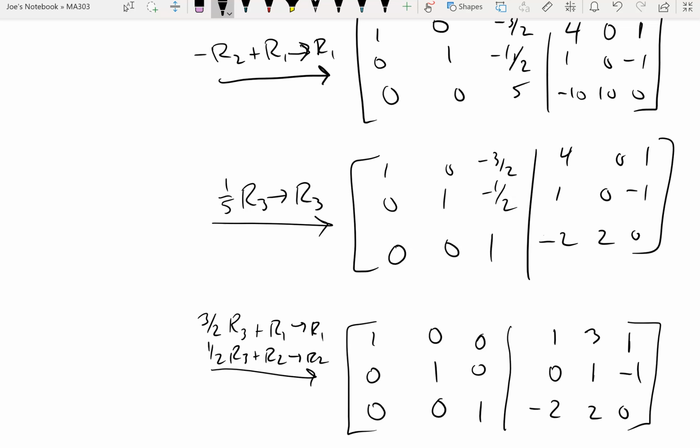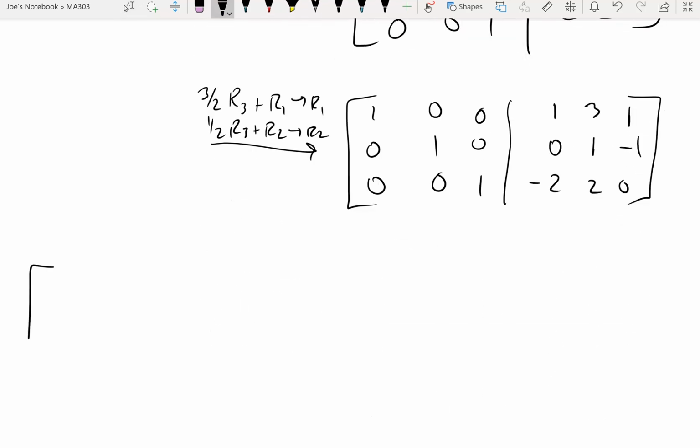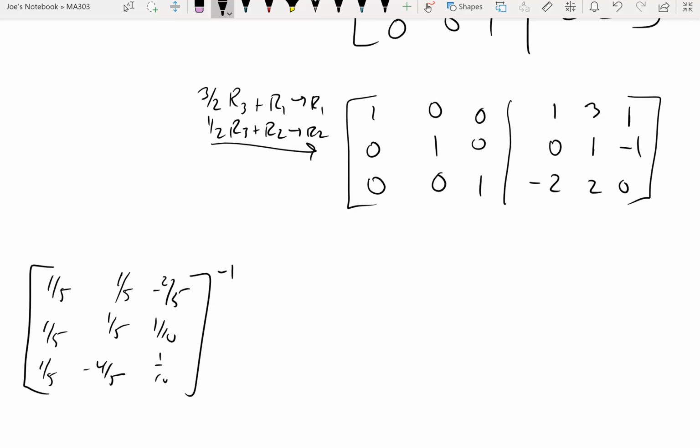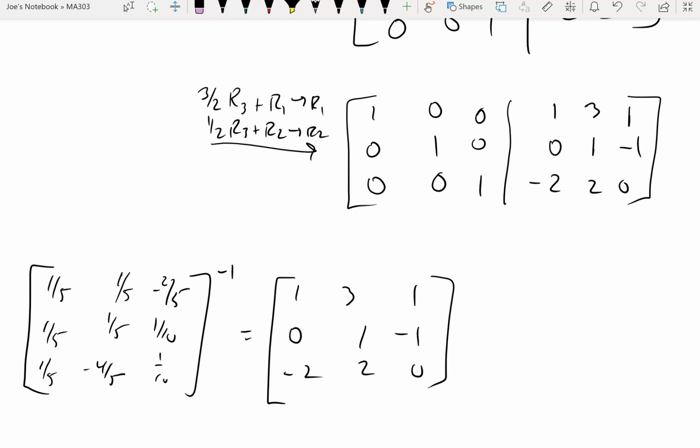So what that tells me is that if I look at the original matrix, remember again, the original matrix is 1/5, 1/5, negative 2/5, 1/5, 1/5, 1/10, and 1/5, negative 4/5, 1/10. The inverse of that matrix should be what? I'm just using the superscripted negative 1 to denote the inverse. The inverse of that matrix should be what? Okay, so what we ended up on the right-hand side there: 1, 3, 1, 0, 1, negative 1, negative 2, 2, 0. Negative 1 in the top right corner. Oh, yep, it's just the 1, thanks.